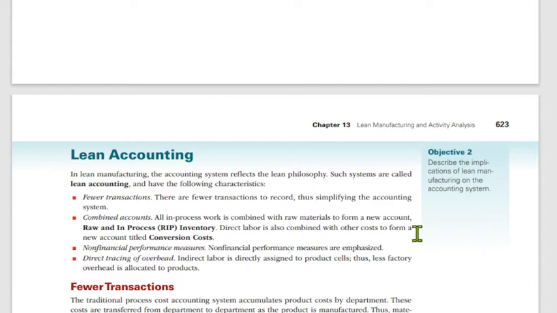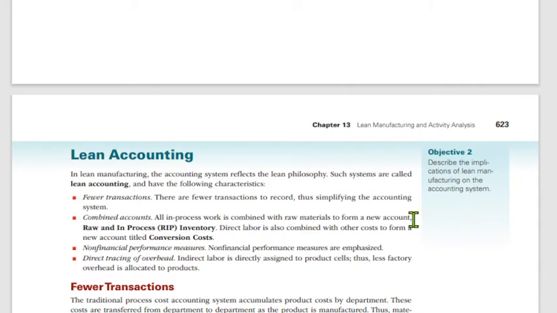So ano ang sinasabi dito sa lean accounting? Sinisimplify natin yung pag-account natin doon sa mga financial transactions. One is that kokonti lang yung dapat na i-record nating transactions at kino-combine natin yung account titles. In the traditional accounting way, yung work in process is debited to work in process inventory at yung inputs ay debited to raw materials inventory.